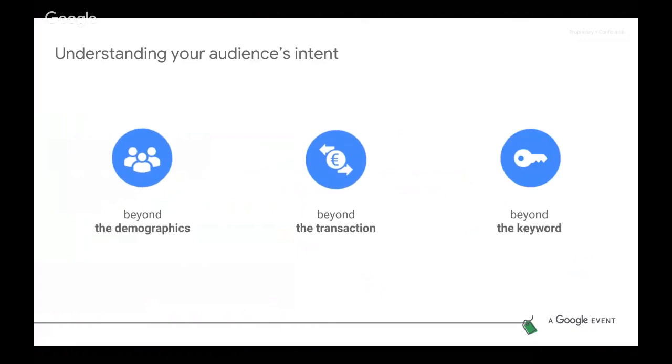And that's something we should really be leveraging in advanced audience strategies. So when it comes to the customer's intent, we need to look beyond the demographics. So that's things like age and gender, looking beyond the transaction, so what they've purchased, and beyond the keyword. Now, whilst these are all really vital signals and something we should be bearing in mind for audience, when it comes to audience's intent, we need to look beyond those.